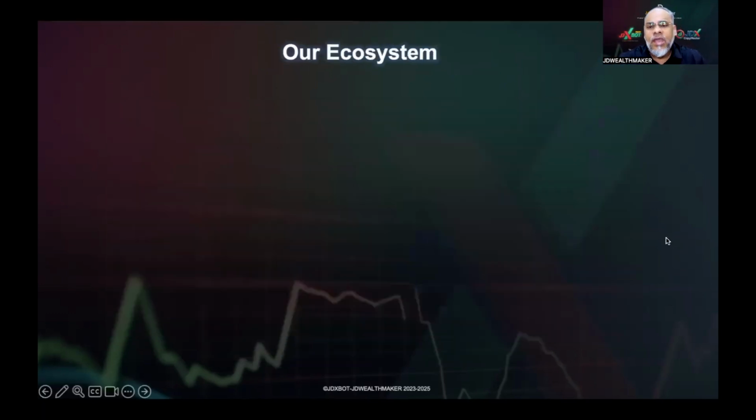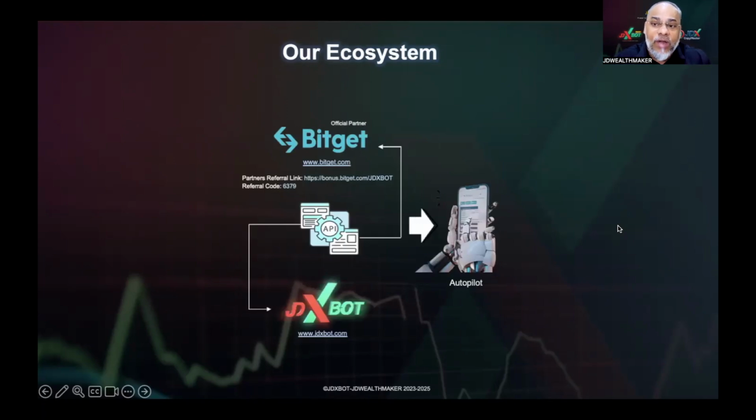Now, the next important thing that anyone who is going to be part of this must understand is the ecosystem they're going to be involved with. When we talk about the ecosystem, we need to understand the entities involved. Here we only have two entities. One is our official partner exchange, which is BitGet. Please take note, BitGet is our official partner exchange. At the moment, we don't have any other exchanges yet.